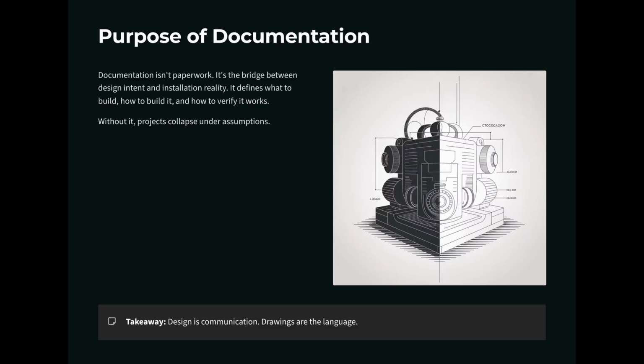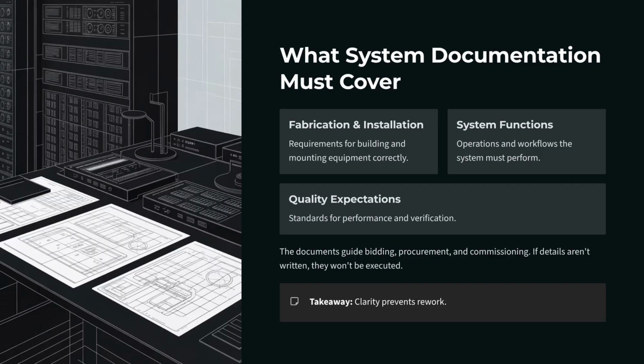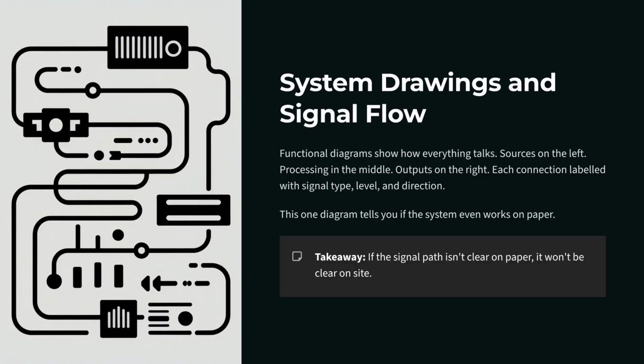So, what must system documentation cover? Every AV design must document fabrication and installation requirements, system functions and operations, and quality expectations. The documents guide bidding, procurement, and commissioning. If details aren't written, they won't be executed. Remember that, because clarity prevents variations and rework.